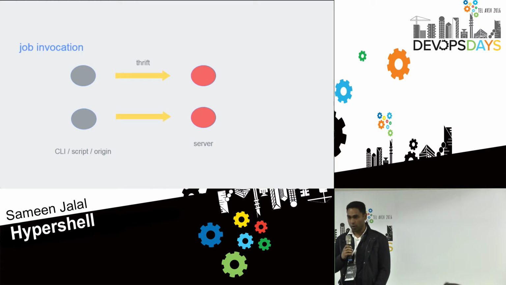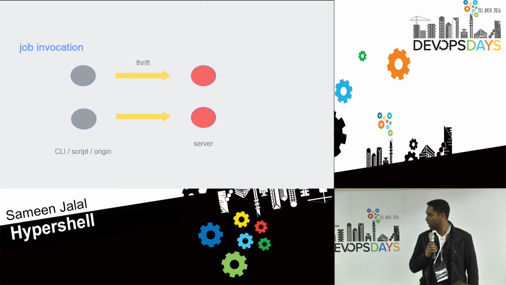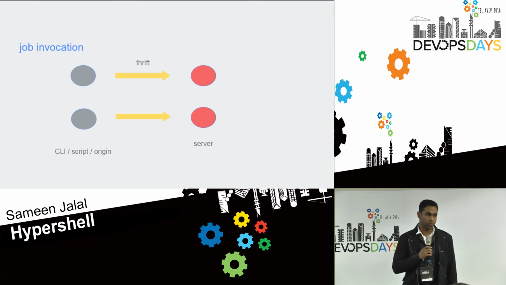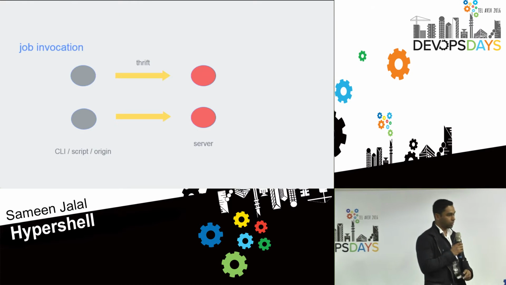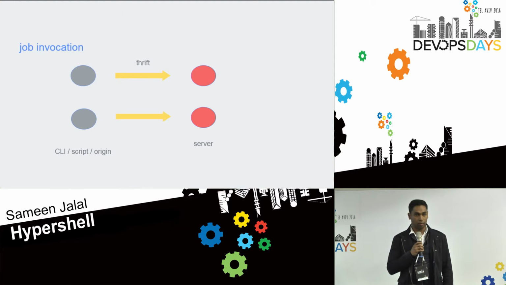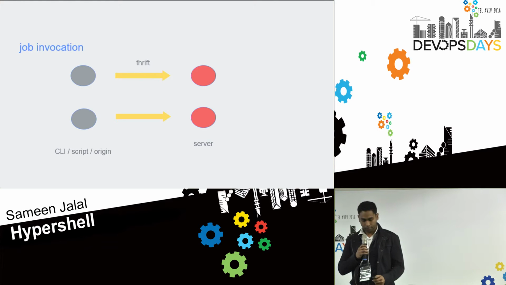And how do you invoke a job? Well, it could be either a human or it could be a script that invokes the job. And it'll basically run a thrift call. To explain thrift, it's just an RPC call between a client and a server in this case, and you give it all the metadata, including what your timeouts are, how many you want running at a time, and what the command you want to run is as well.